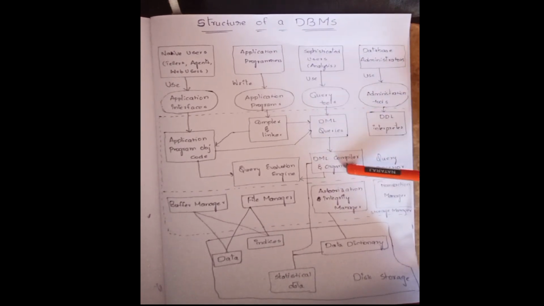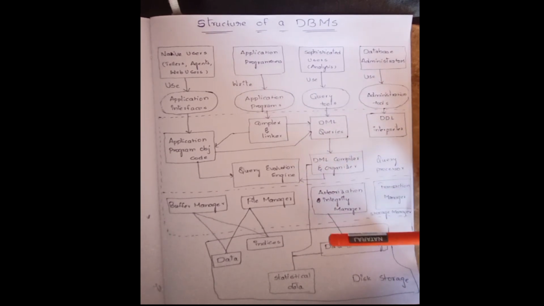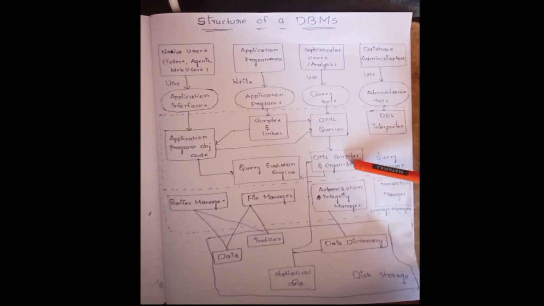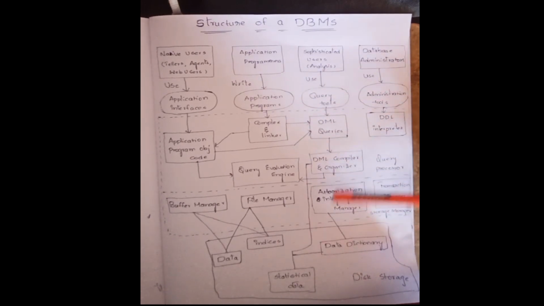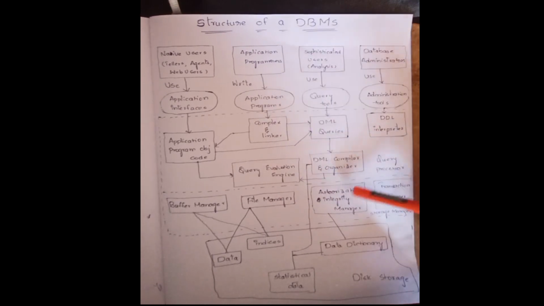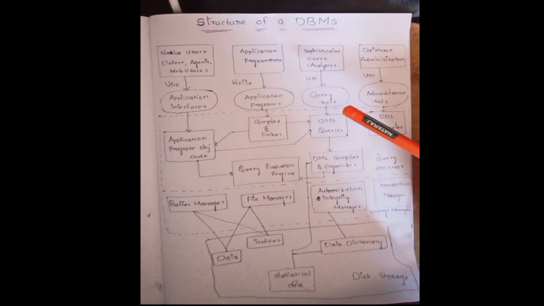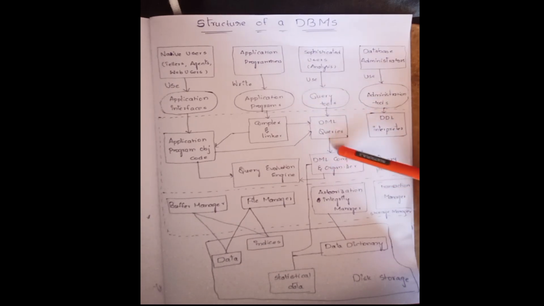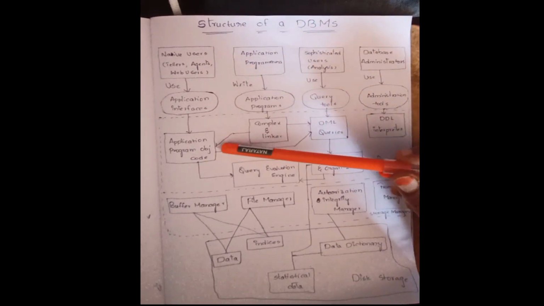Coming to the DML compiler, it translates the DML statements in the query language into an evaluation plan. The output of this will be an evaluation plan, to be precise the query evaluation plan. This query evaluation plan consists of low level instructions that the query evaluation engine can understand. The query evaluation engine understands only query evaluation plans, which are given by the DML compiler, and also generated by the application program object code.